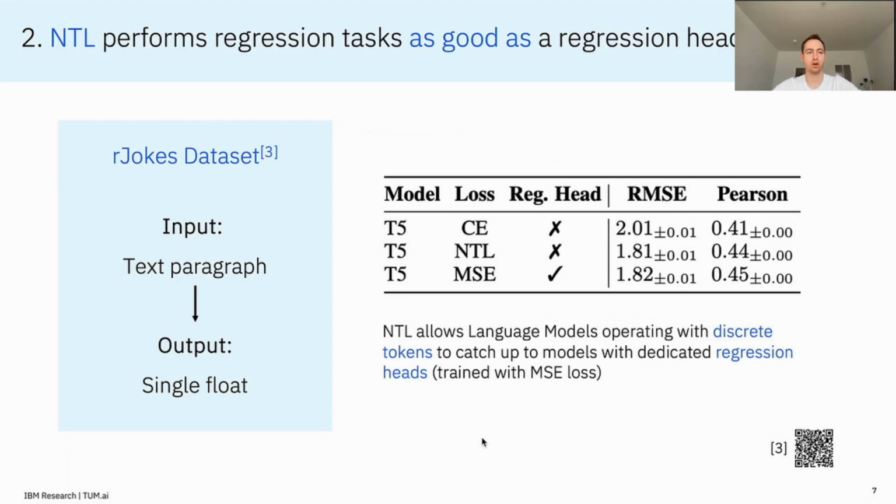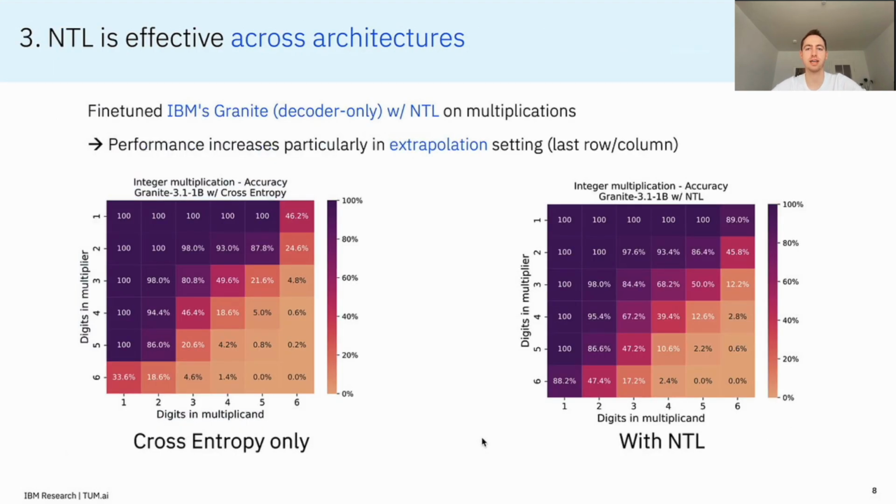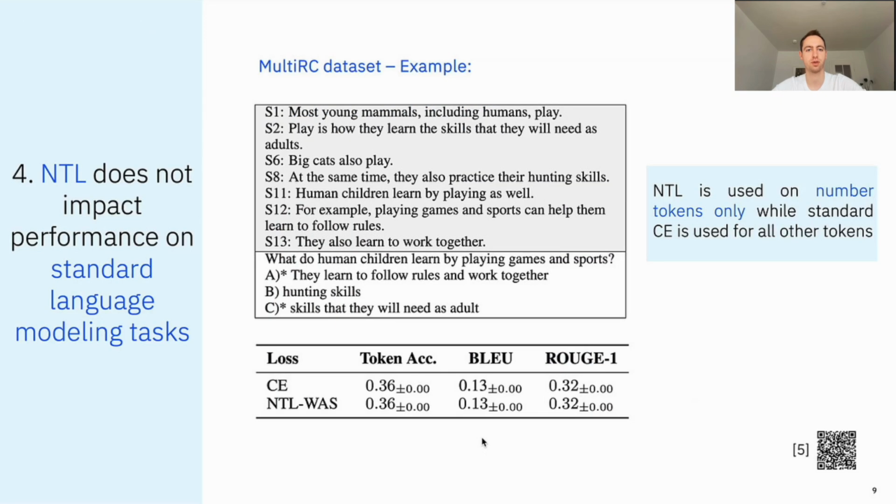Next, we have shown that NTL performs regression tasks as well as the regression head. For this, we have carried out experiments on the RJokes dataset, where we input a text paragraph and predict a single float. We have validated that when training language models that operate with discrete tokens with the number token loss, we can actually catch up to models that carry a dedicated regression head.